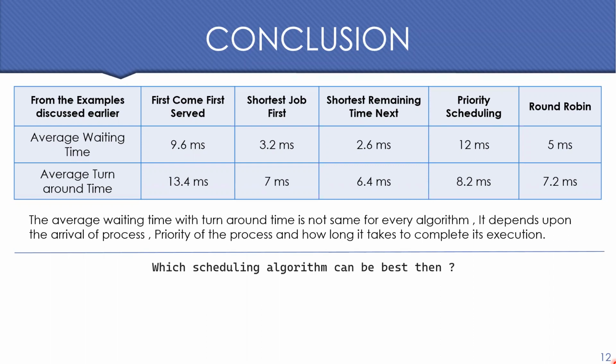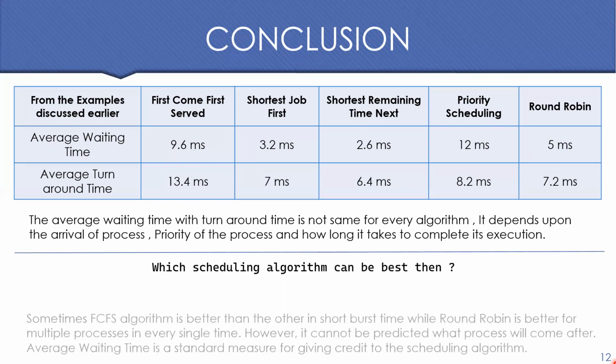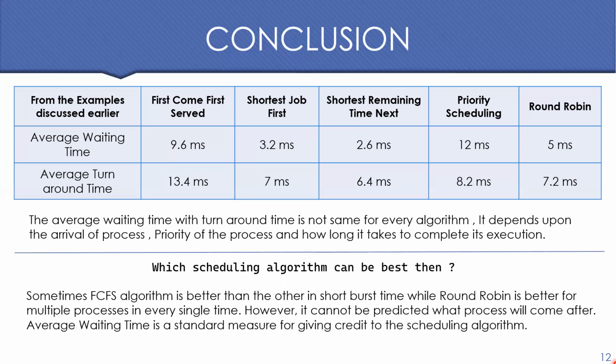So you might be wondering which scheduling algorithm is the best. Sometimes the FCFS algorithm is better than the others for short burst times, while round robin is better for multiple processes at every single time. However, it usually cannot be predicted, as we are not able to know the burst time. If we know the burst time, then credit for the scheduling algorithm can be given and we can choose the best scheduling algorithm. This data is from a web source.